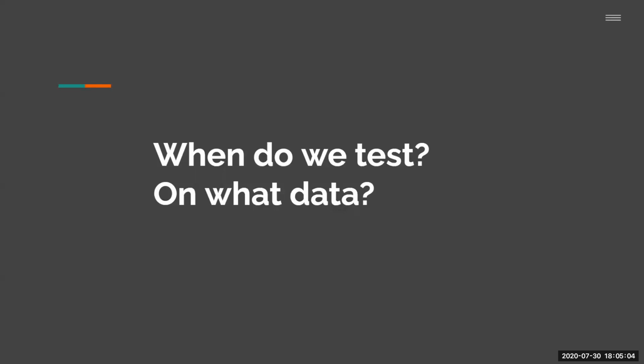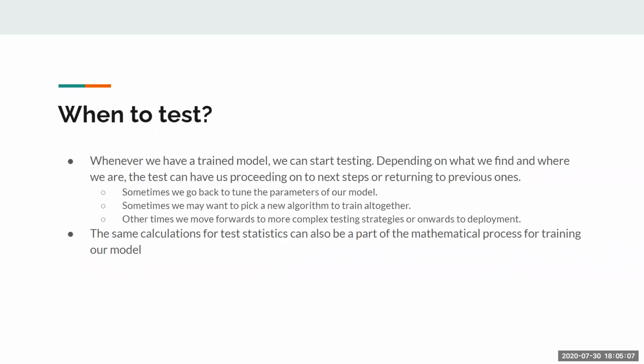So next up, when do we test and on what data do we test? We can test whenever we have a trained model. And depending on what we find in our tests and where we are in the process, tests can have us proceeding onward to the next steps of deployment or returning back to previous ones to redo things like model selection and hyperparameter tuning. The same calculations that we use for calculating these test statistics can also be a part, when run on the training data, of the mathematical process for training our model in the first place.